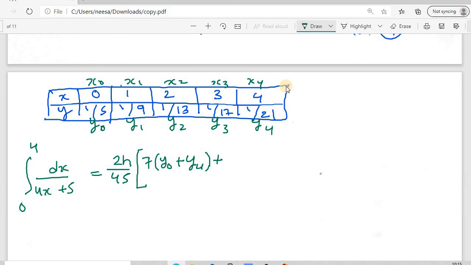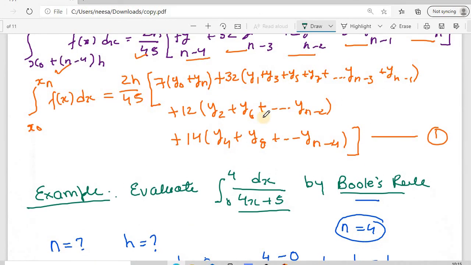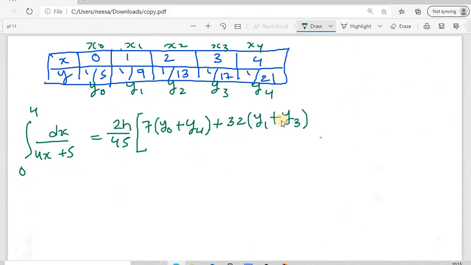So it will be 32 of y1 plus y3. That's it, because we do not have this y5 here. The next is 12 times of y2, y6, and so on. So this will be plus 12 times of y2 only, because we do not have even y6 here in the table. So this will be 12 times of y2 in the third group.